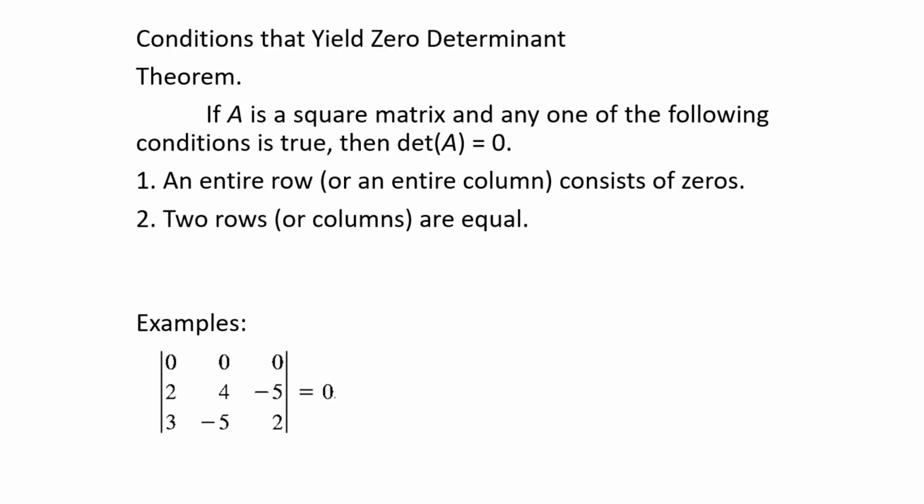Next condition, the determinant is 0 if two rows or columns are equal. For example, here we have rows 1 and 3 are equal.